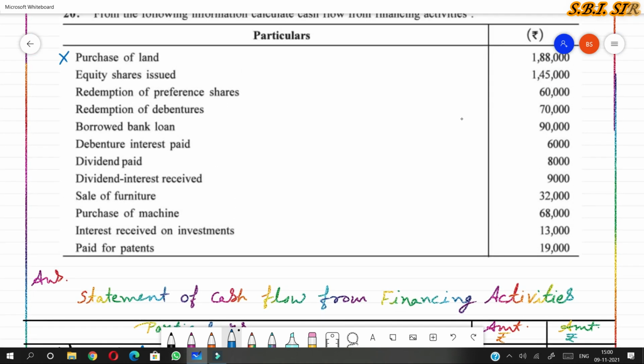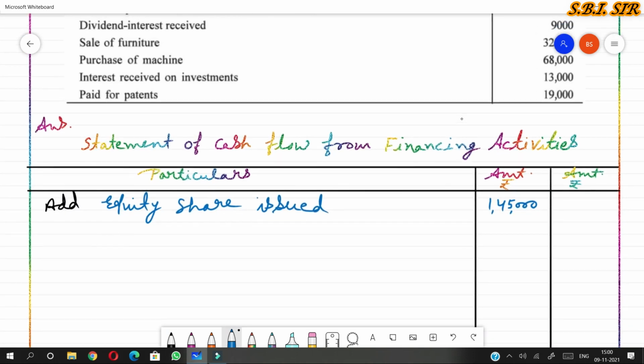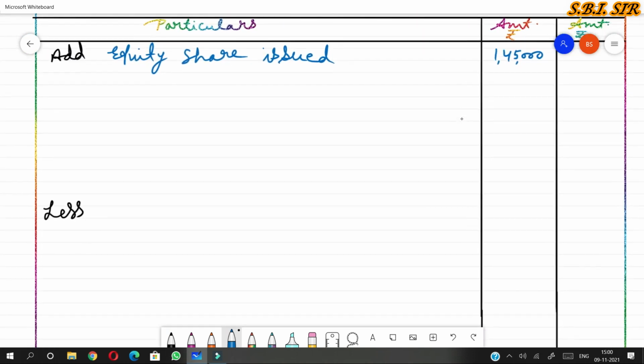Next, redemption of preference shares 60,000. Due to redemption of preference shares, cash flow decreases, so we will deduct it. Less redemption of preference shares 60,000.